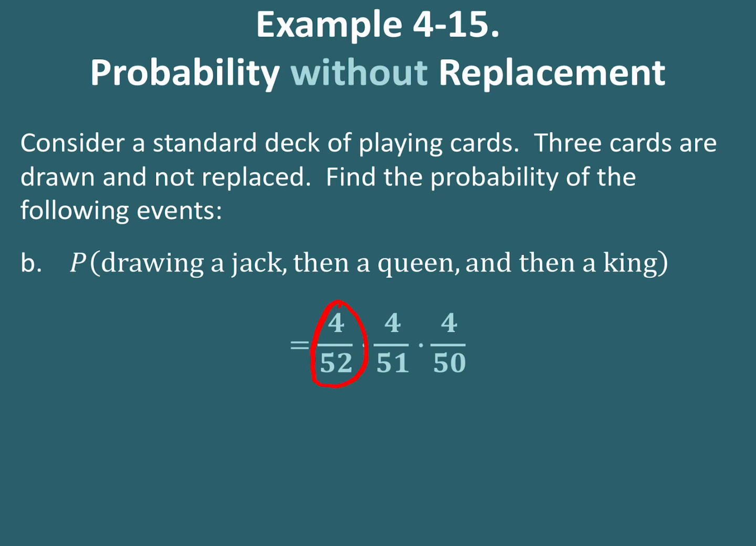However, since now we're trying to find the probability of a queen out of the remaining cards, we still have 4 queens, but only 51 cards. So the probability of us drawing a queen, given that the jack was already drawn, is 4 out of 51. And finally, the probability that we would draw a king, given that 1 queen and 1 jack were already drawn, will be 4 out of 50.